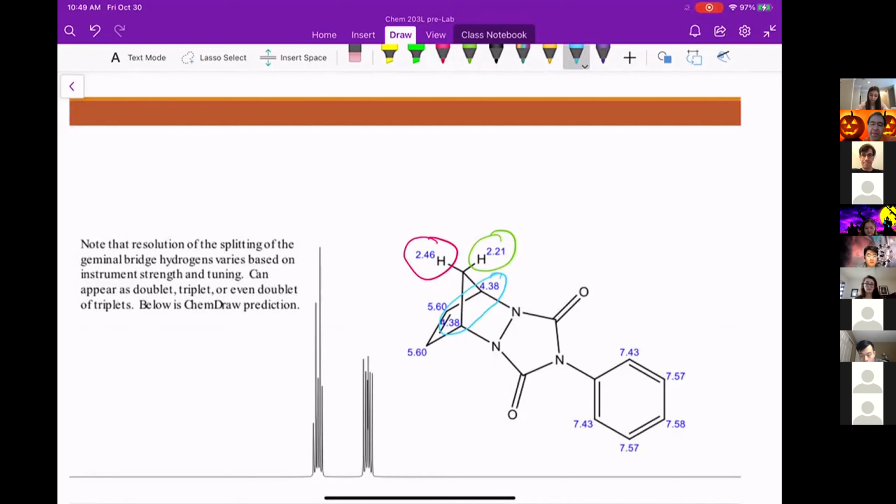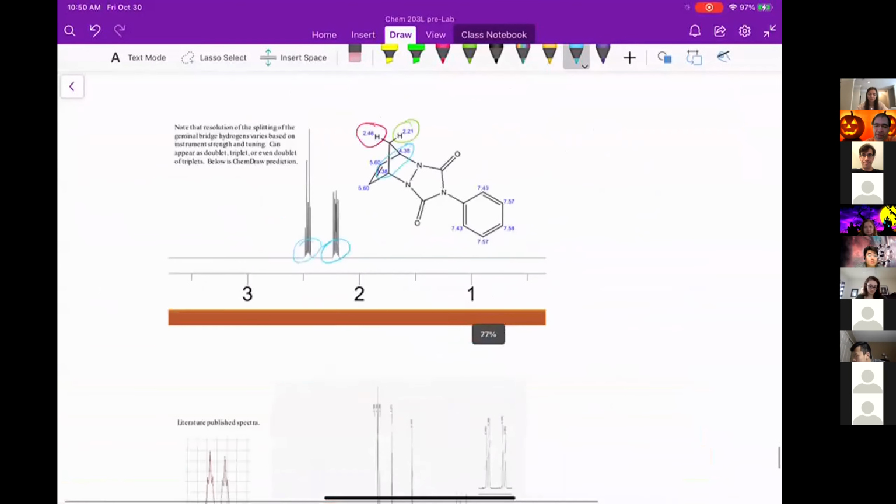But it could be that they split, so I could get a doublet of triplets. I could actually just get a doublet, or I could even get a triplet. What did ChemDraw predict? Well, ChemDraw predicted a mess. I've heard this referred to as a multiplet, because we don't know what it is, or I've even heard it referred to as a mesoplet, which is just a mess going on there. So what can we actually get? ChemDraw kind of failed on us here.